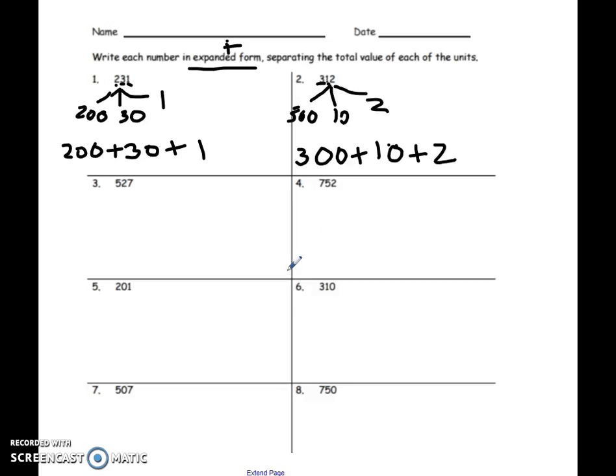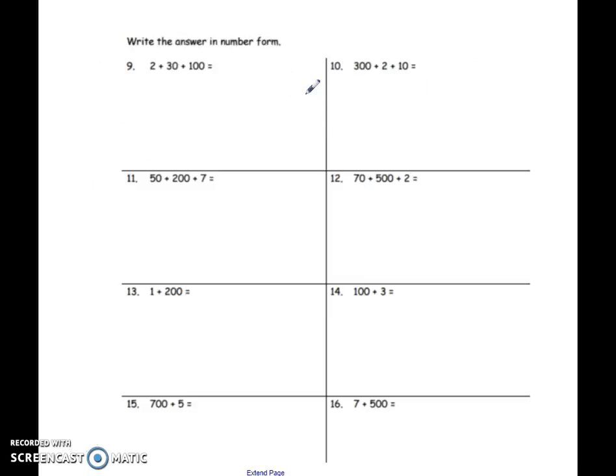You are going to do the remaining 6 problems on your own. When you finish the first page, I want you to try the second page. So let's turn real quick to the second page so I can give you the directions. So here on this page, you're going to write the answer in number form or standard form.